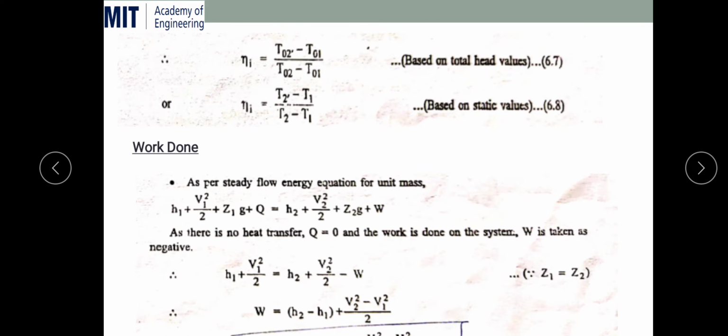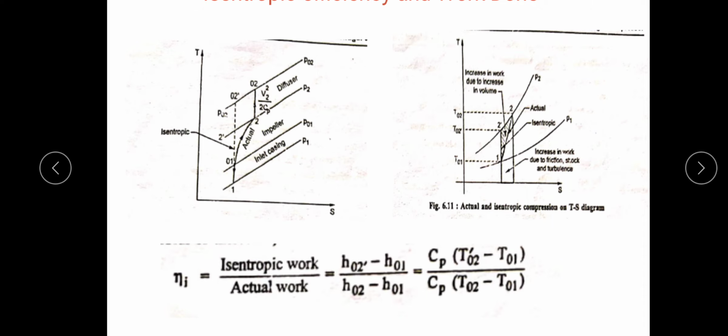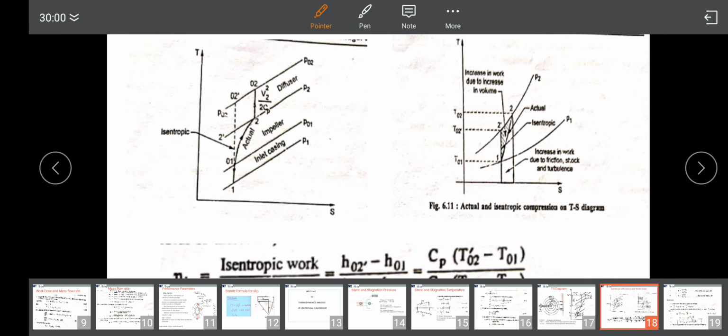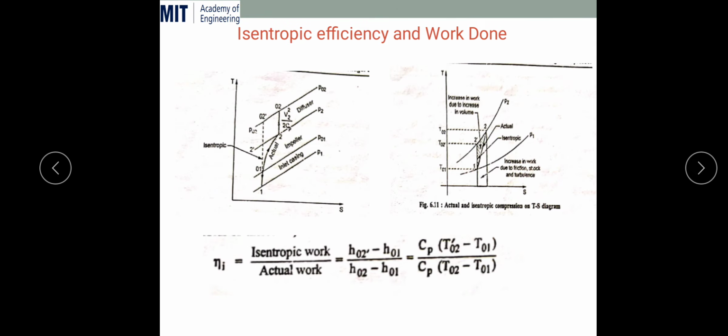We can write it based on the static values also. So for the isentropic efficiency, you just remove the 0 from the notation, and it will be T2 dash minus T1 upon T2 minus T1. We can see it over here: T2 dash minus T1 upon T2 minus T1. Okay, so this is the isentropic efficiency.